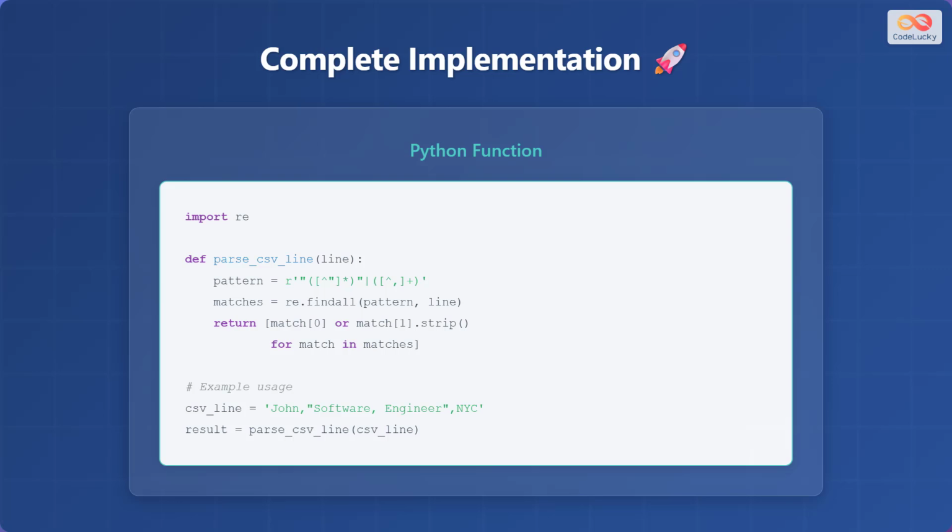Below is an example usage. The CSV line variable contains a CSV string with quoted values. The result variable stores the result of the parse CSV line function when the CSV line variable is passed to it.